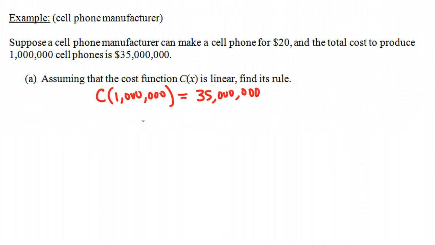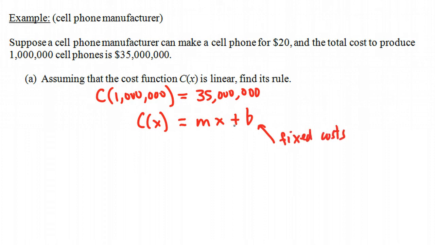We're also told that the cost function is linear. Now in the real world it would probably not be exactly a linear function, but for simplicity we're going to assume that the cost function is linear. So c of x is equal to mx plus b. The b here is the fixed costs.